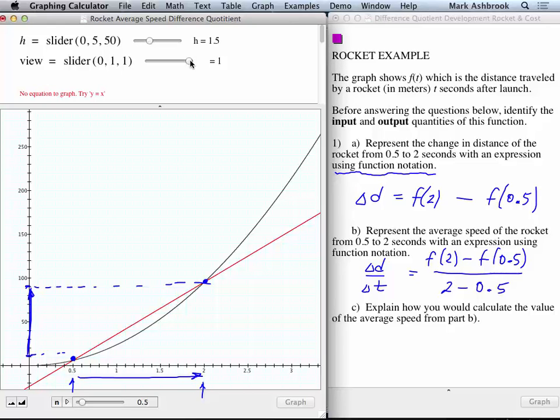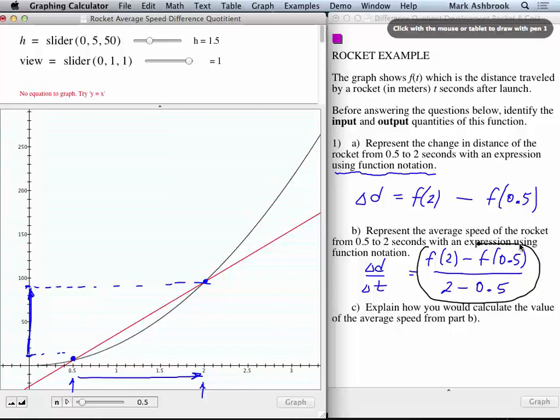So again, what about that line is the average speed? Shola. Okay, so this ratio right here, the average speed, that's a number, right? That is a number. What does this line have to do with that number?